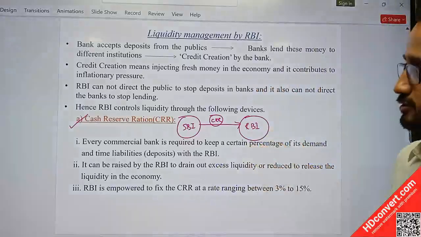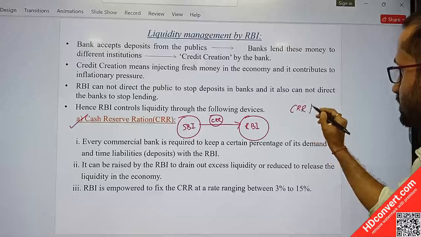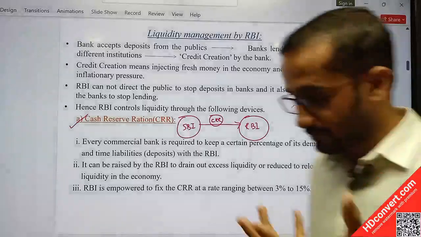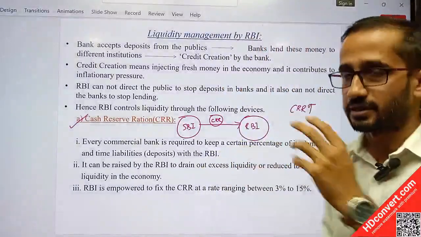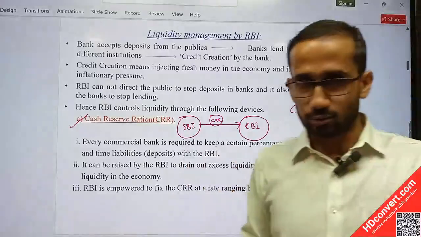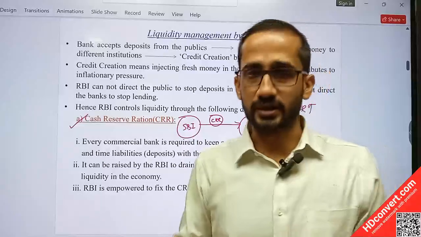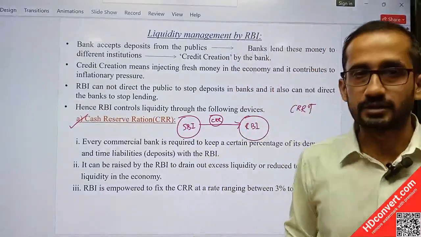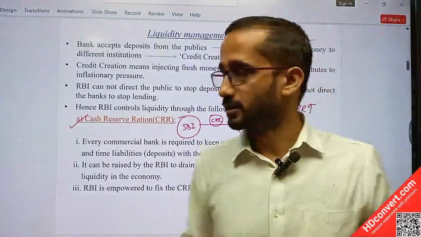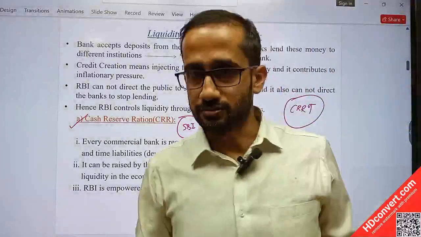Now to control inflation, what will RBI do? RBI will increase CRR. When RBI increases CRR, there will be less money available with the banks. As a result, banks will also give less loans, and ultimately, with less economic activity, less money will be in the public. So this will decrease the demand. To control liquidity, RBI will increase the cash reserve ratio.